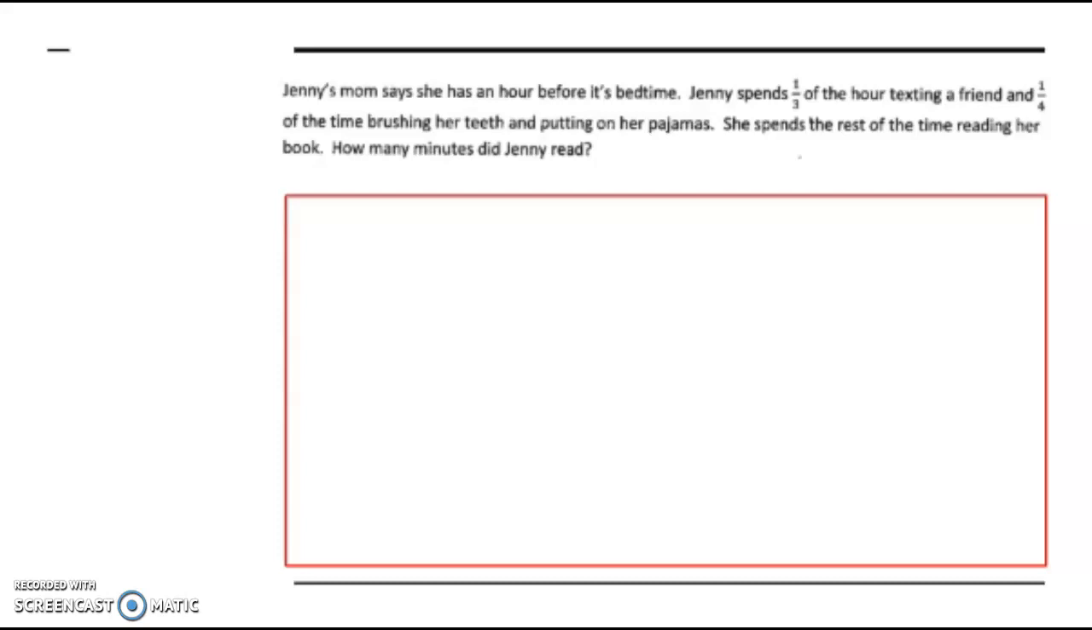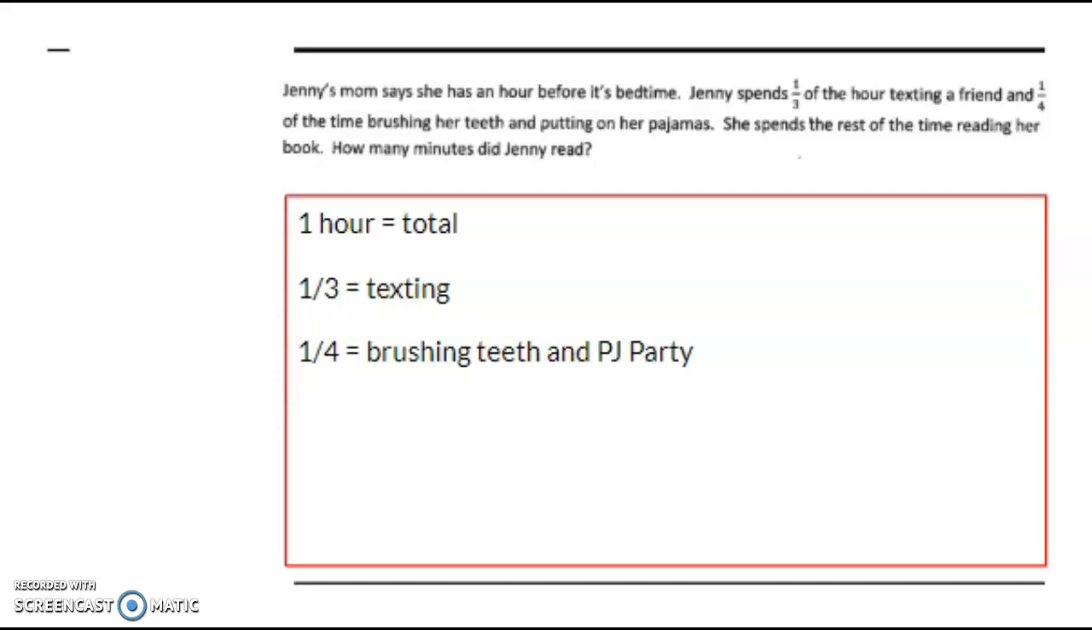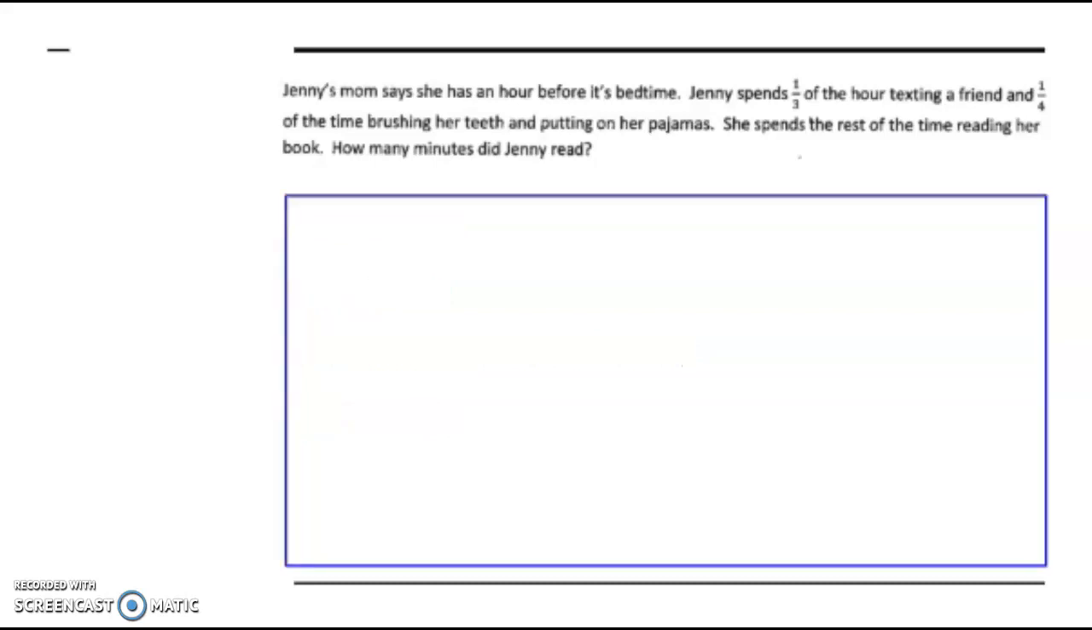Alright, so the important pieces of information that I found is that she has an hour total before bed. She spends 1/3 of her time texting, 1/4 of her time brushing her teeth and having a little pajama party before bed, and then the rest of the time she is going to be spending reading. So the question mark is pretty much what is going to ask us what we're looking at, is how many minutes did she end up reading.